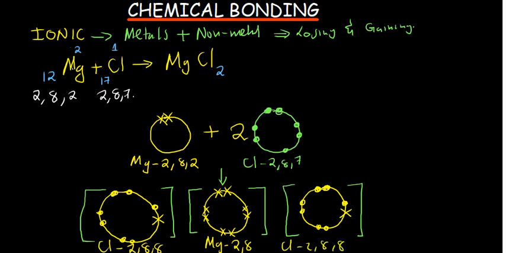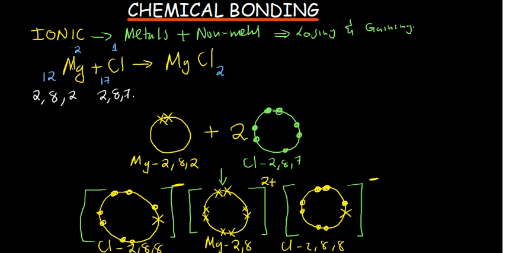Now, this one has lost 2 electrons. And when something loses, it becomes positively charged. 2 plus. This one has only gained 1 electron, so it is going to become minus. This one has also gained, it is going to become minus. So this is the reaction that happens between magnesium and chlorine.